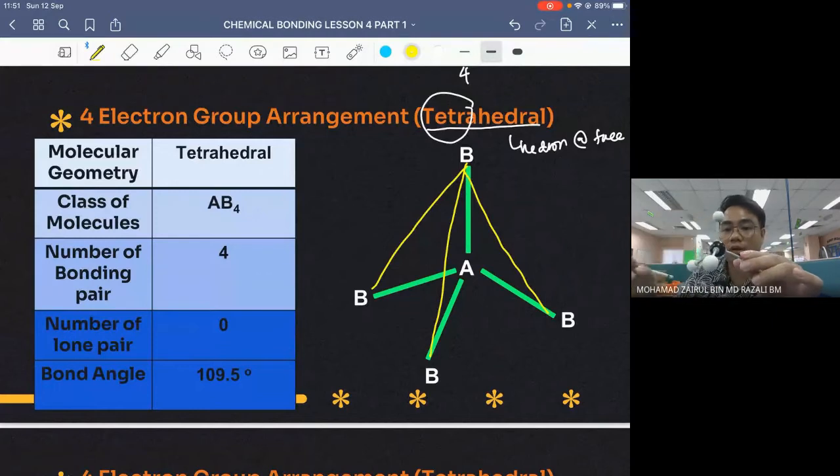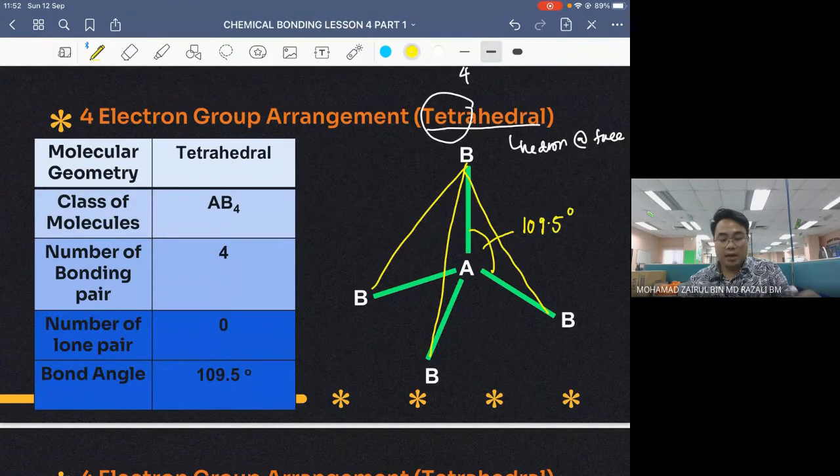So kalau awak tengok molecular shape tetrahedral, satu akan pergi dekat atas, satu ini akan menghadap ke awak, satu ini akan macam straight, dan satu lagi akan opposite ataupun menghadap jauh daripada awak. And the angle between each of the bond ini, angle dia adalah 109.5.